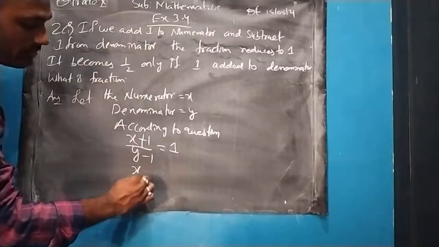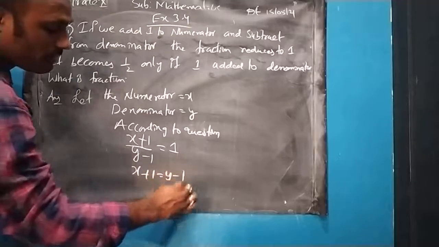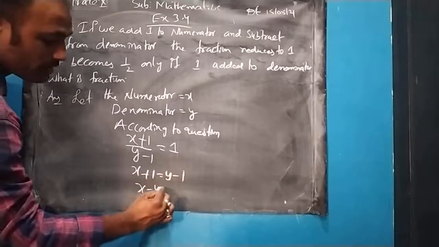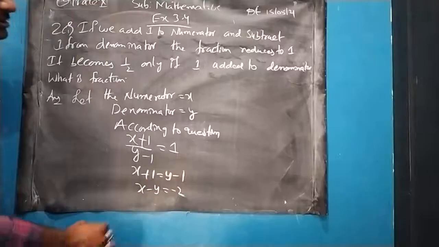So how will the equation become here? x plus 1 is equals to y minus 1. So x minus y is equals to minus 2. This is the first equation.